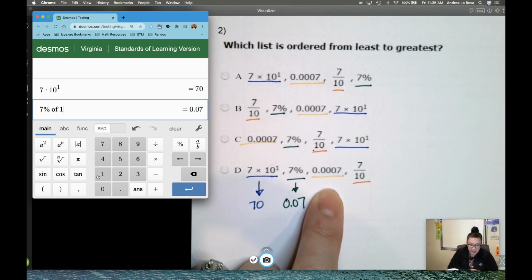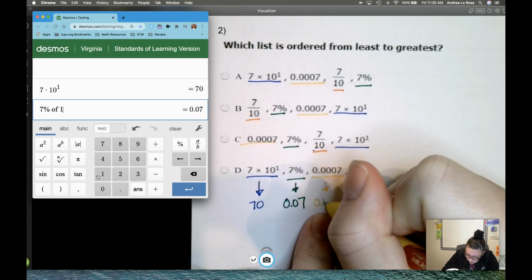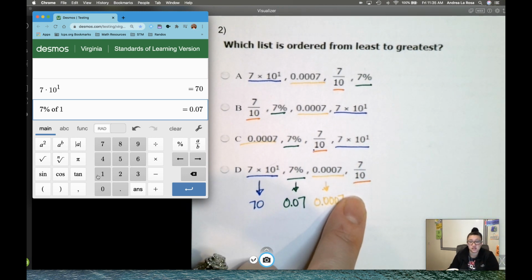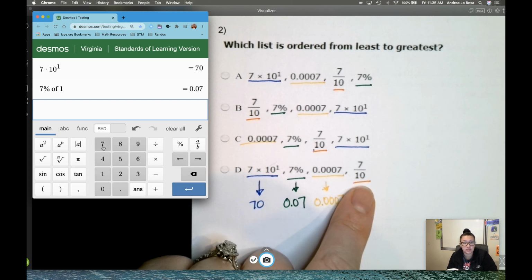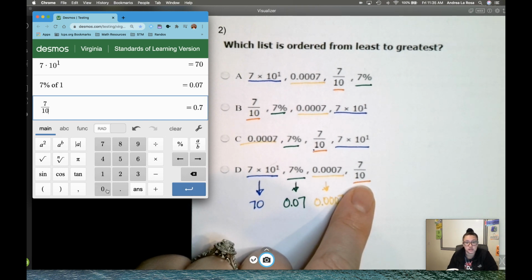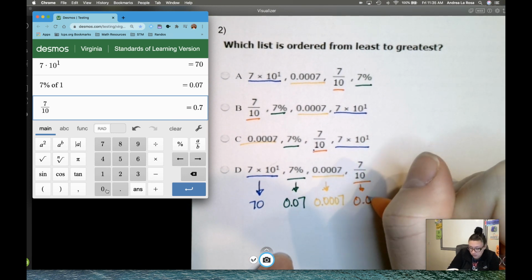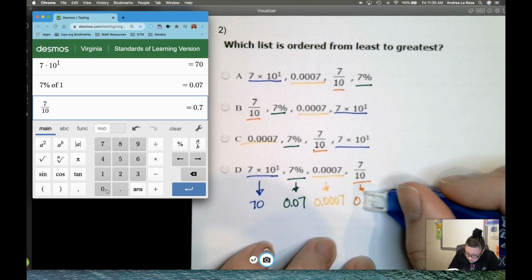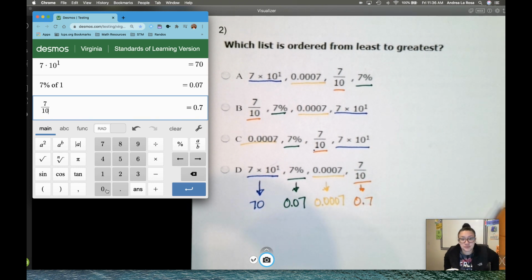Next, I have 0.0007. That one was easy for me because it's already a decimal. And then my last one, we have 7 divided by 10, which is 0.07. Oh, sorry, 0.7. Excuse me. Now that I've turned them all into decimals, I can compare.